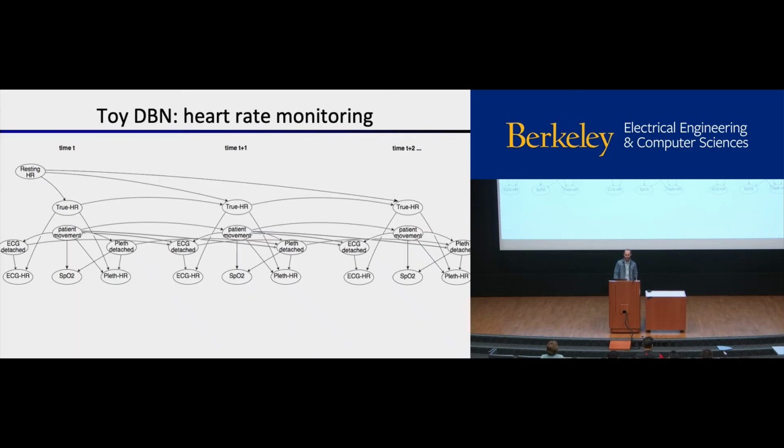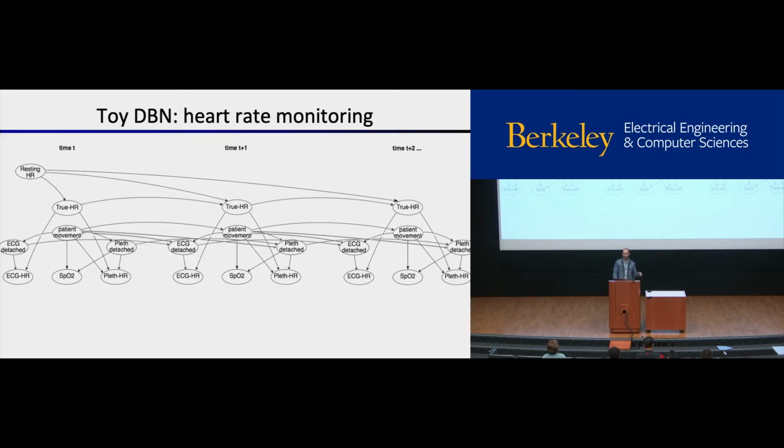So here is a toy dynamic Bayes-net for heart rate monitoring. There's the resting heart rate. That's a stable property of the patient. And then that affects the true heart rate. The true heart rate also depends probabilistically on what it just was a second before. There's also patient movement, which will affect patient movement later. This could lead to the ECG being detached or the pleth being detached. I don't know what a pleth is, but apparently it can be detached. And different measures of the heart rate will come from the heart rate being measured in different ways.